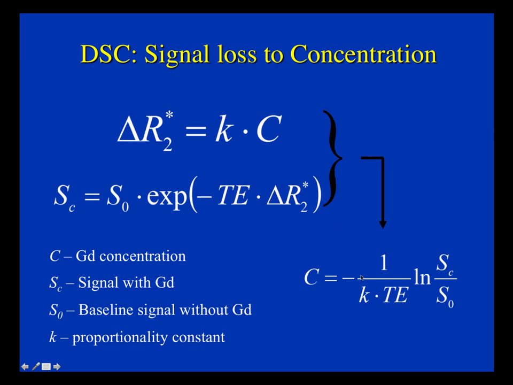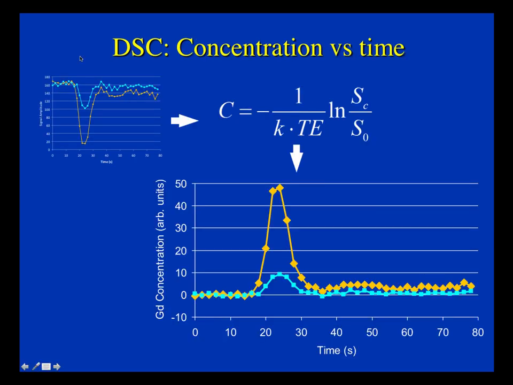And combining these equations, we could actually calculate the concentration of gadolinium using the ratio of the signal intensity in the presence of contrast to the baseline signal intensity and the logarithm of that ratio. And K is a proportionality constant, and it has to be scaled by TE. So we can use this equation to convert the signal time courses that we saw earlier to concentration time courses pixel by pixel.